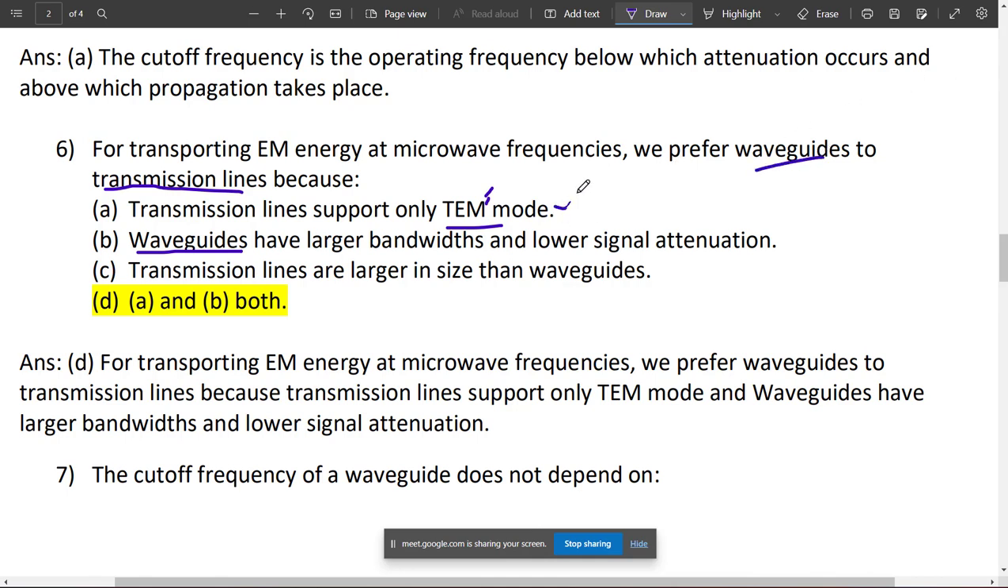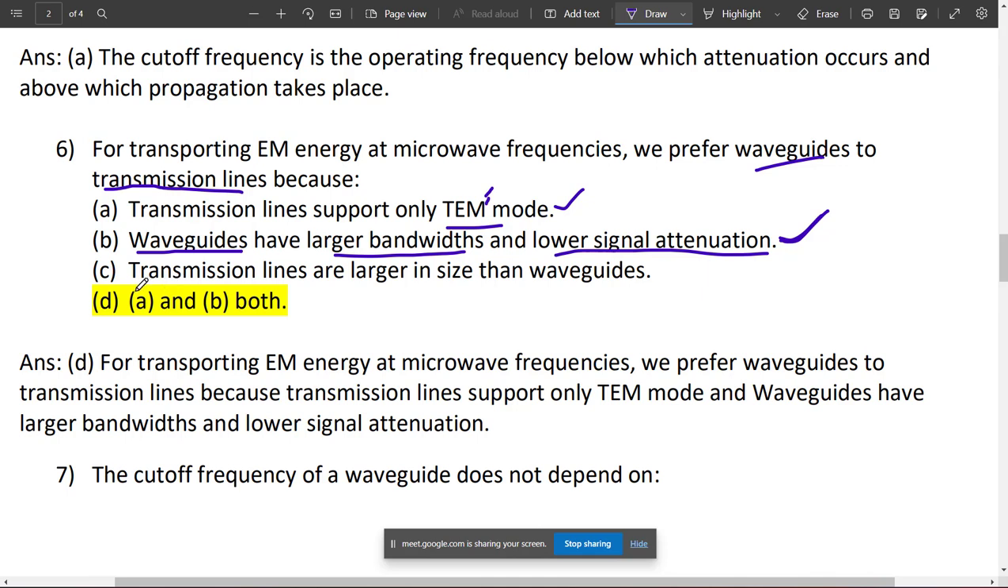First statement is correct. Now second statement: waveguides have larger bandwidths and lower signal attenuation. That is also correct. Waveguides here means a whole medium to transmit the EM energy. In transmission line, there will be attenuation, there will be propagation, everything will be coming. For waveguides, it will have a lower attenuation and it will have larger bandwidths. So this option B is also correct.